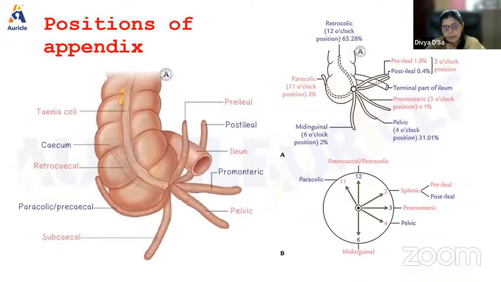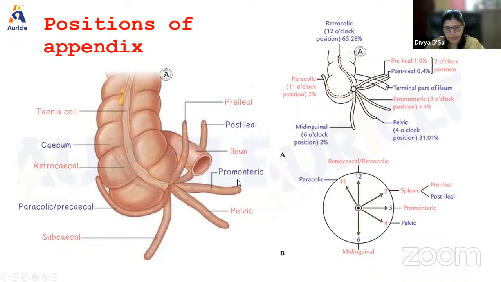Important here are the positions of the appendix. The appendix can be present in different positions, which we liken to a clock and its different clock positions. We have the 11 o'clock position, otherwise called the paracolic or subcolic position, which lies next to the cecum. We see this in about 2% of patients.